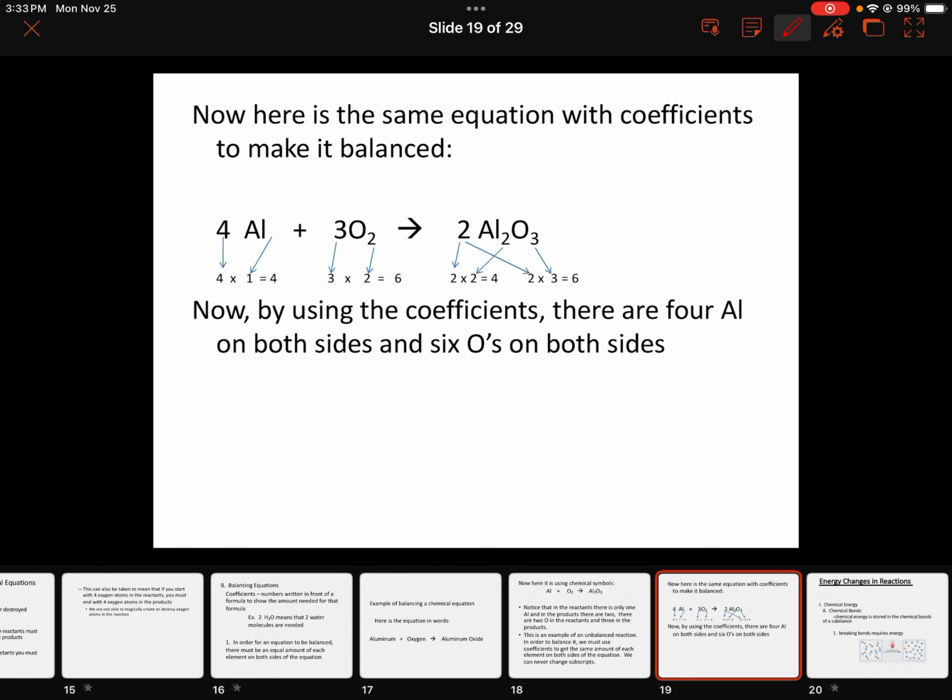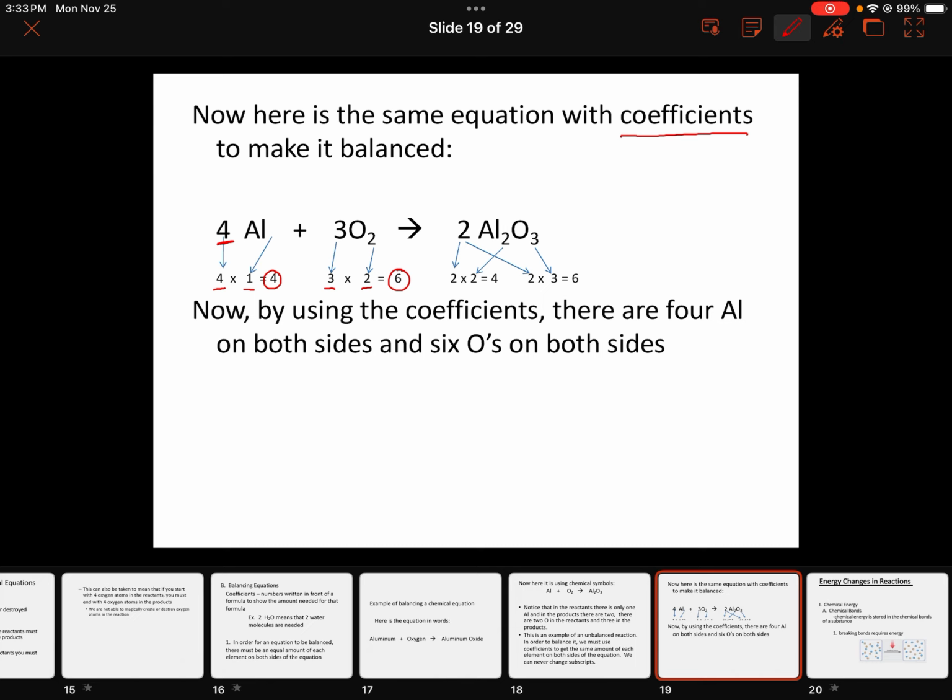So here's where the math comes in, and coefficients. This one's going to be confusing, but we will do some examples, don't worry. So if I put a coefficient of a 4 out front of the aluminum, here's my math. I take the coefficient times the subscript, and that gives me 4 aluminum. I put a 3 as a coefficient out in front of the oxygen. I take the coefficient times the subscript, and that gives me 6 oxygen.